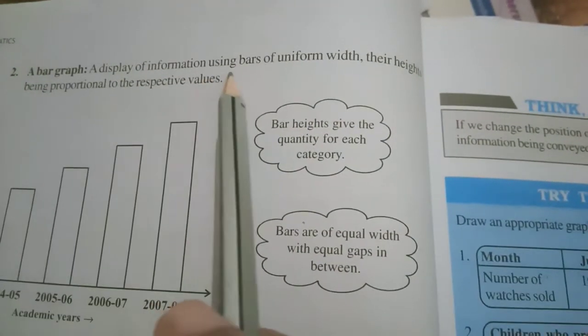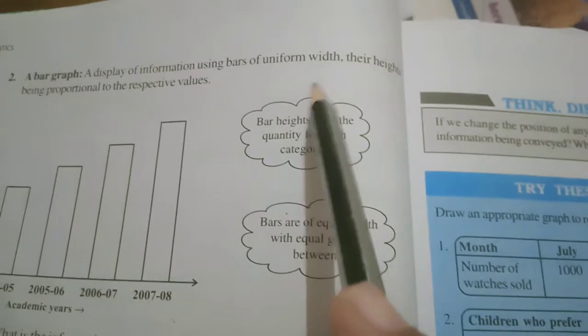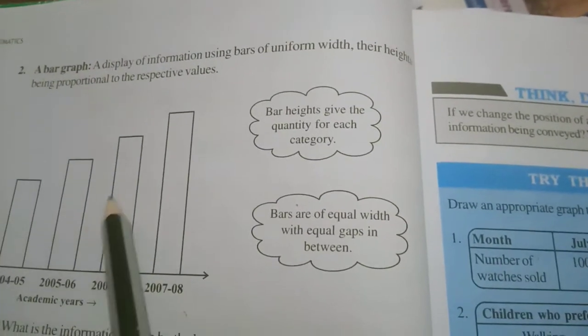Come to page number 70 of your textbook. Second is the bar graph. What does bar graph mean? A display of information using bars. These are the bars. Bars means the poles, of a uniform width. All have the same width.